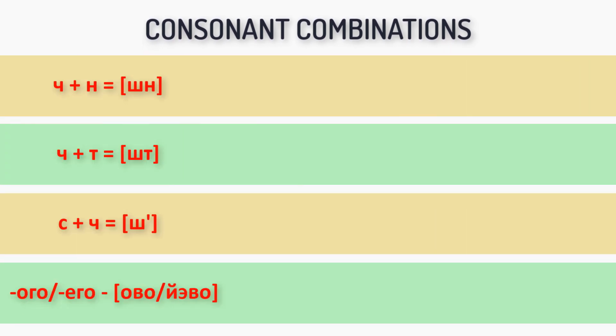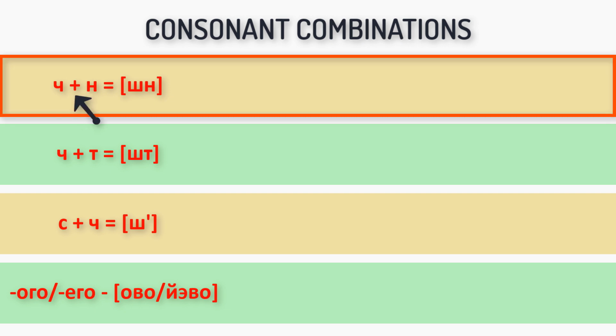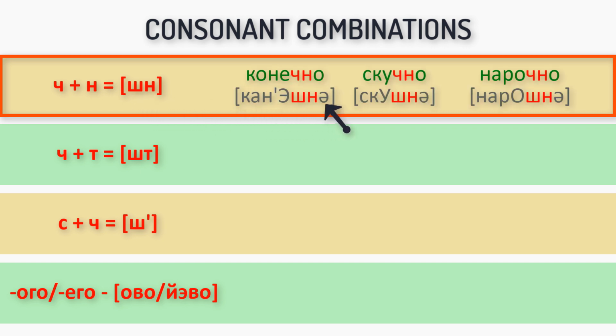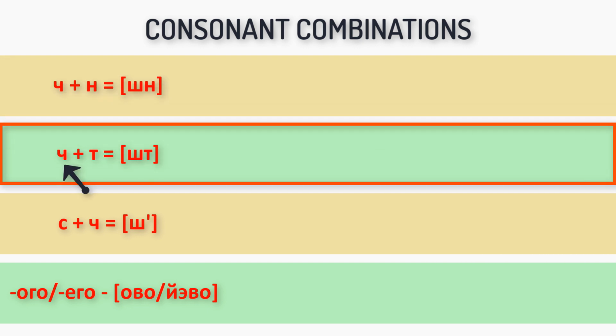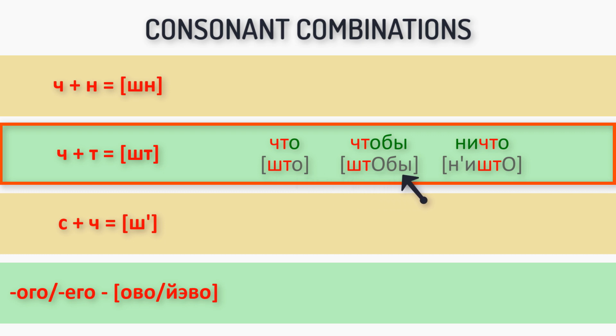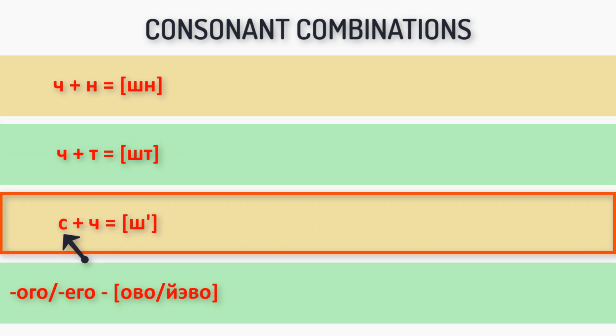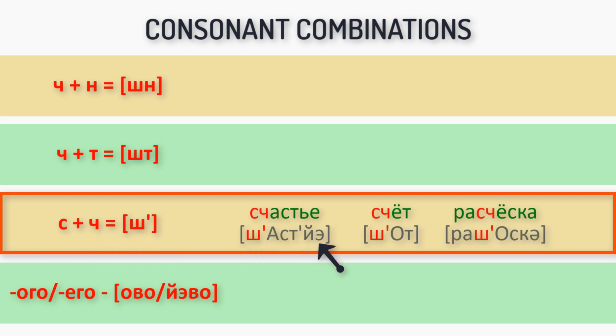Here are other consonant combinations that are pronounced differently in certain positions. Please memorize the spelling and pronunciation of the following words. Ch plus N, pronounced sh N, in words конечно, скучно, нарочно. Ch plus T, pronounced шт, шт. Что, чтобы, ничто. С plus Ч, pronounced щ, счастье. Pay attention, not ш, but щ.